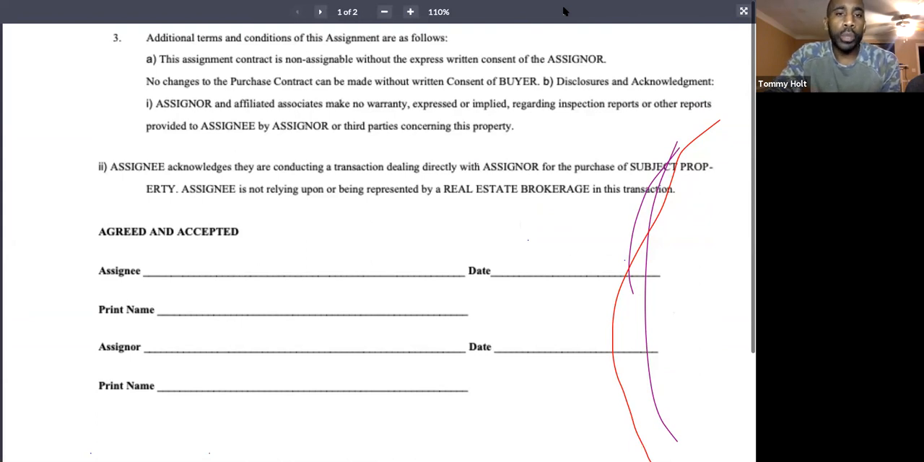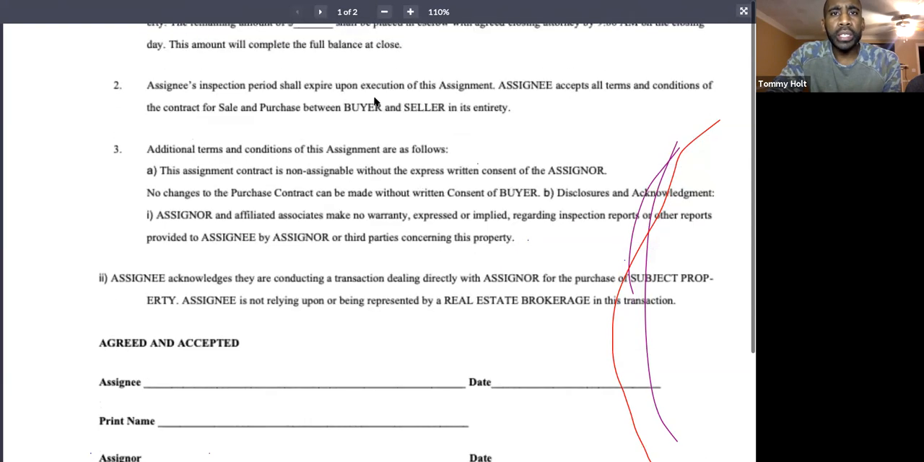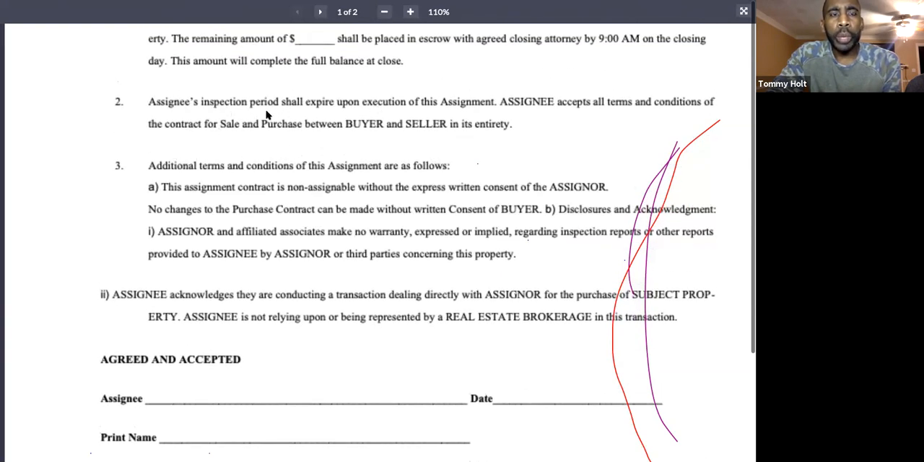This is a lot, especially if you're dealing with buyers that have been through this process before. They're going to go through it to make sure there's nothing crazy in there. They might say something about number 2 right here: inspection period shall expire upon execution of this assignment. And you just explain this. Hey, listen, if you're not ready to make a buying decision, no problem. When you're ready, once you get your contractor out here and you feel 100% comfortable, let me know and we'll go ahead and sign the contract then.